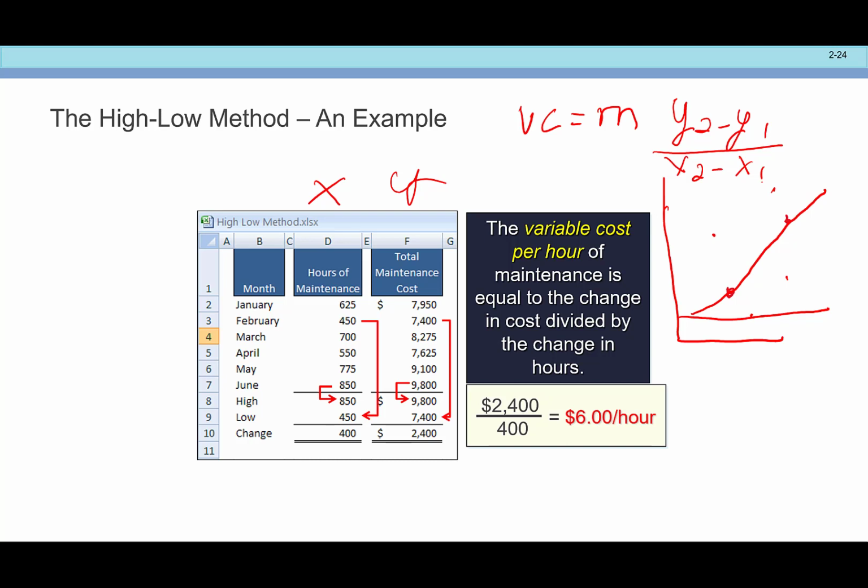So that means that we should be able to take the total cost at the high and the total cost at the low. With the high-low method, you just find your high and your low month. Total cost at the high is what? 9,800?